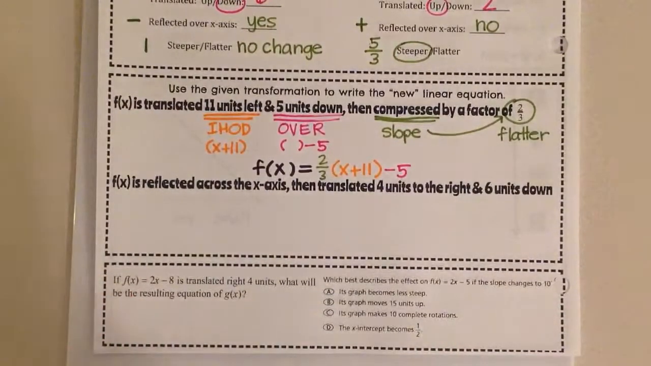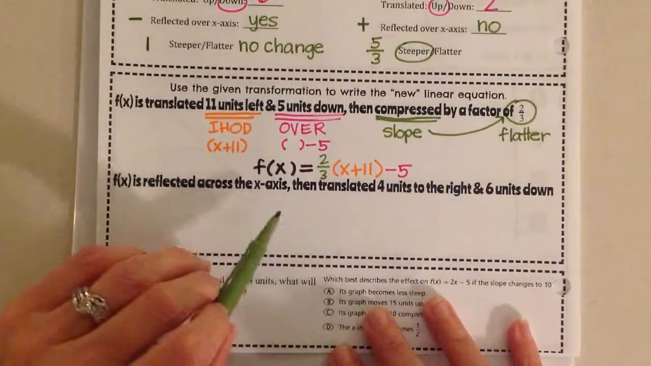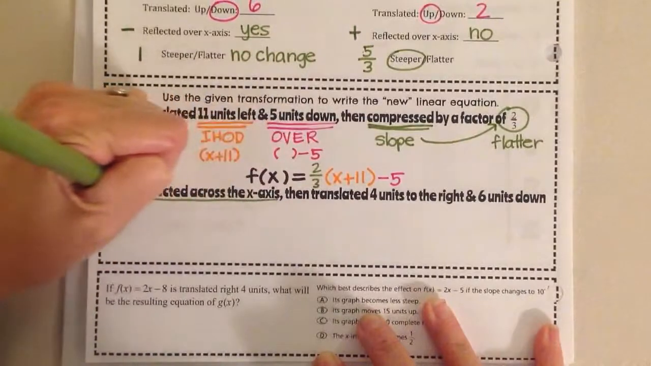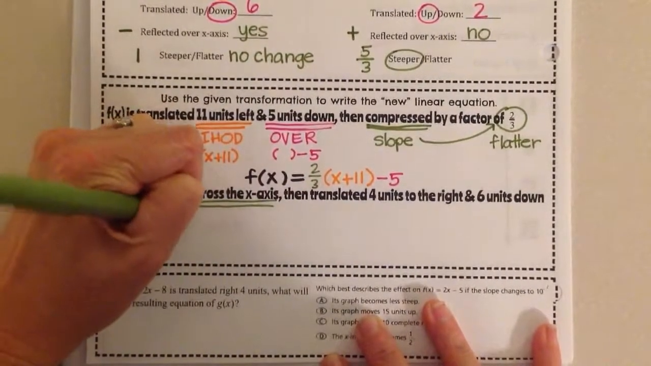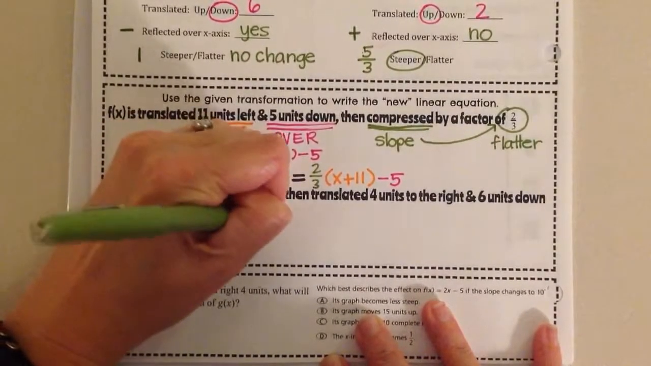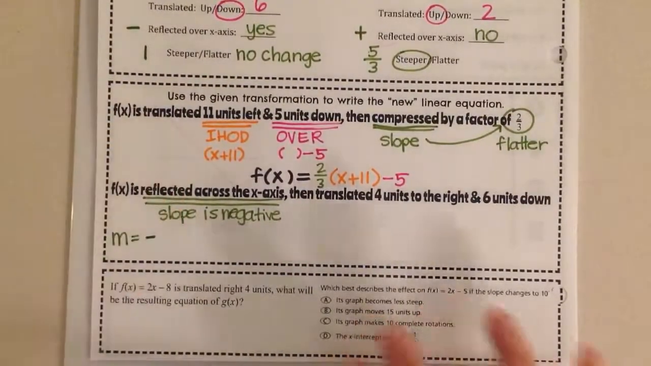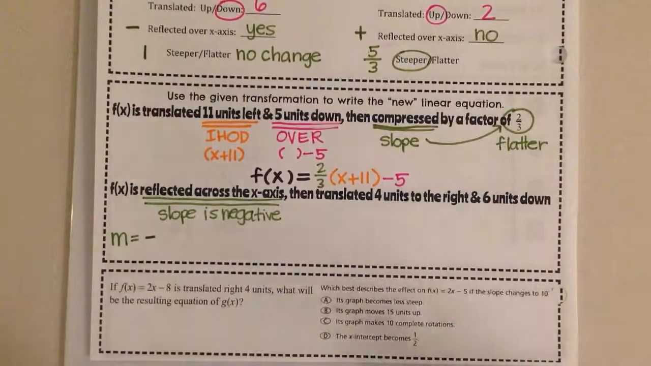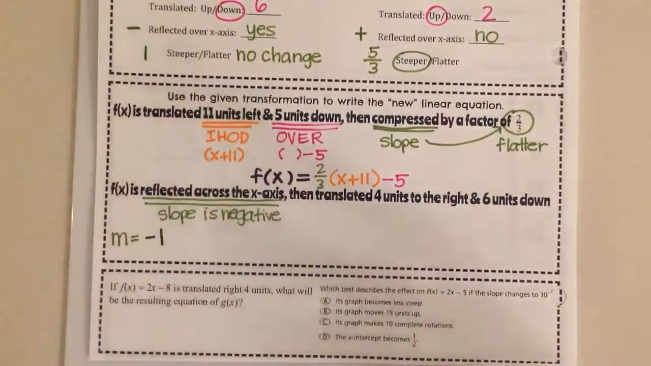All right, next example. So, looking for slope. It doesn't tell me it's getting steeper or flatter, but it does tell me reflected across the x-axis, which means my slope is negative. So I know my final answer, my slope has to be negative. I just need a number. If it didn't tell me it's getting flatter or steeper, my number has to stay the same. There was no change, which means it's going to be a 1 because that's what it started with.